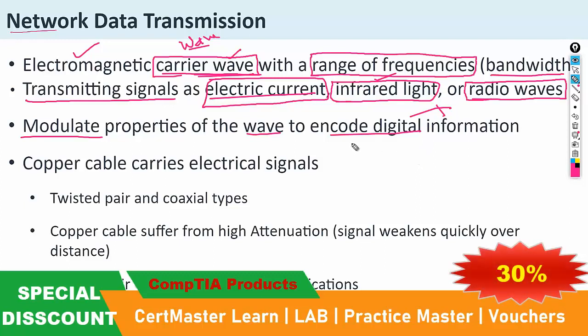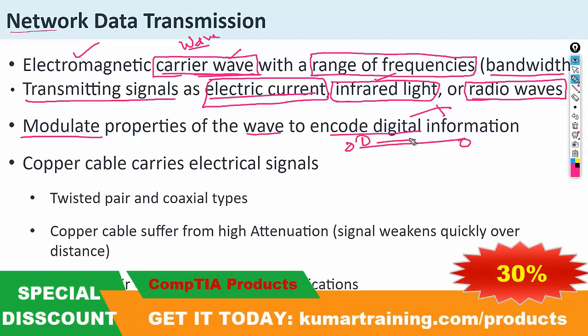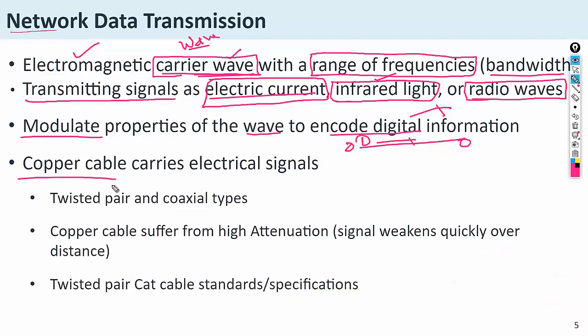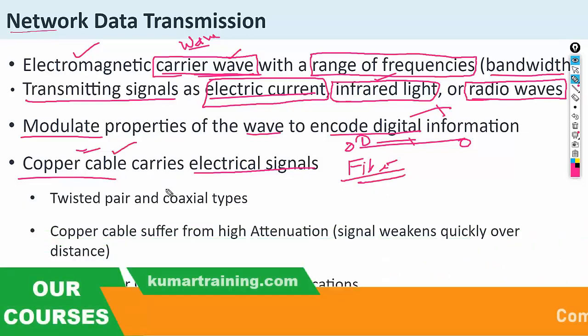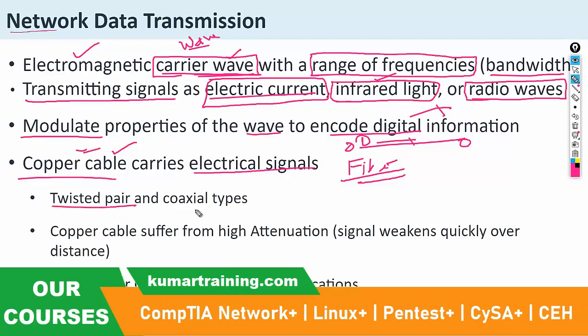So when the data is transferring, at least one medium is required. The medium is a copper cable which carries the electric signals. First one is a copper cable, another is a fiber optical cable. So first I am going to talk about the copper cable. As you have seen, there are two types of copper cable. One is twisted pair, another is coaxial cable.